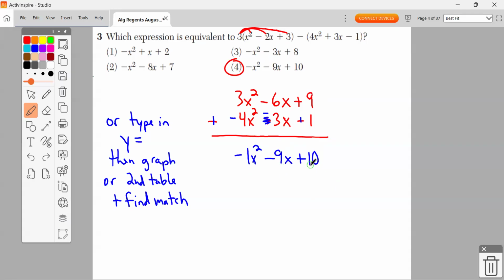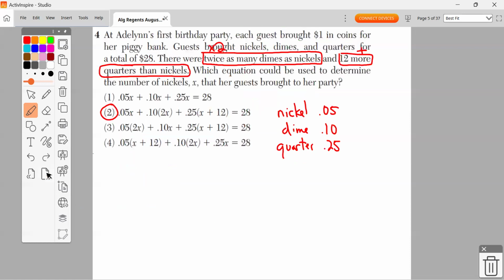The easier way to do this is, again, the little cheater method. Type your whole equation into your y equals. Type each of your choices into your y equals one at a time. Hit graph each time, or second and table, and find the match. That's the easiest and quickest way to do it.